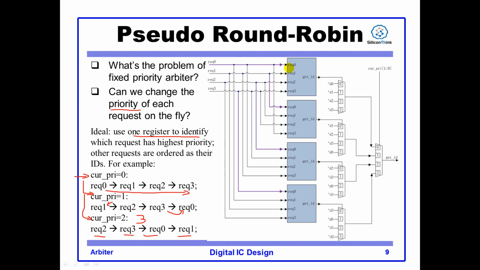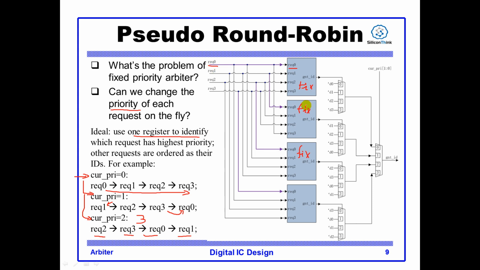Okay, this is the block diagram given by me. This is a fixed priority arbiter we have used before. They are fixed. So how to implement this function? In this figure, you can say you have 4 fixed priority arbiters, but the connection is different. For the first one, the connection of each request is in the order of their name.